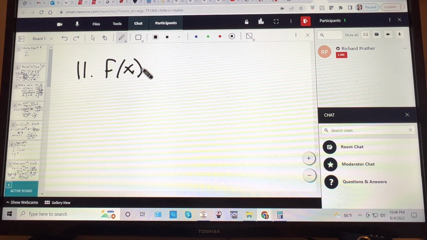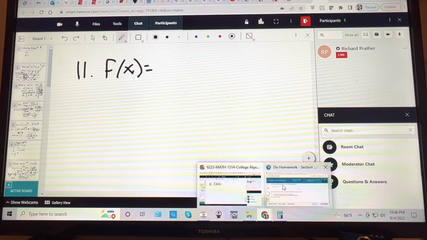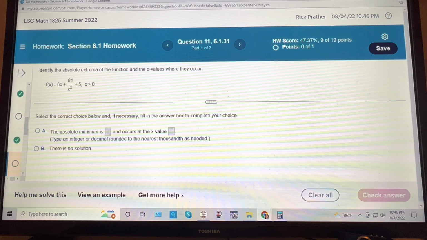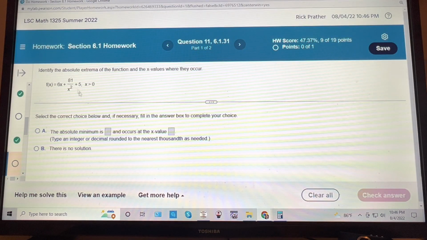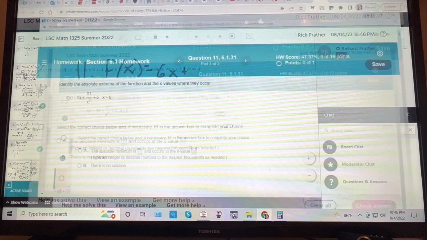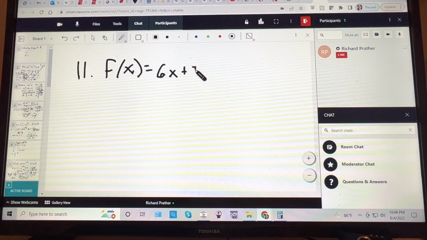First, I'm going to look for critical numbers as always. 6x plus 81 over x squared plus 5. And you could write 81 over x squared, I would write that as 81x to the negative 2.